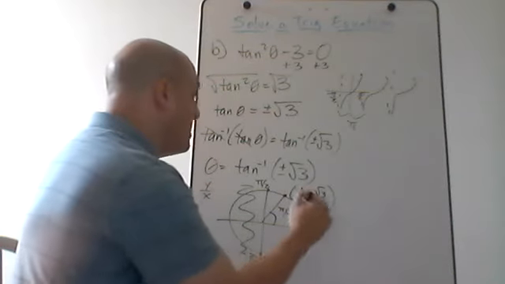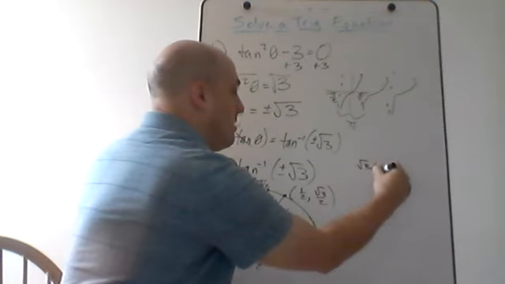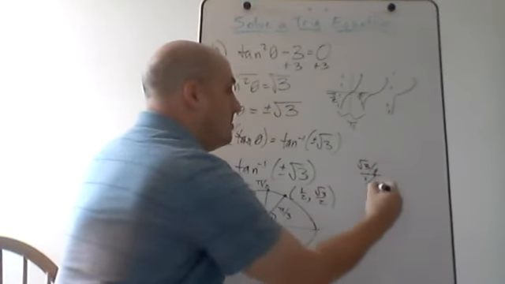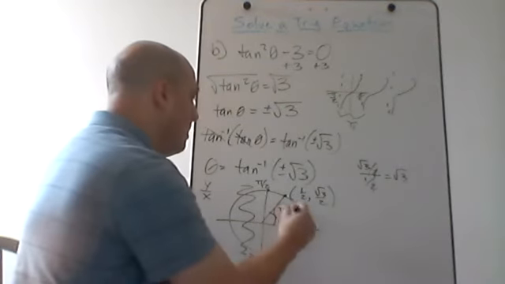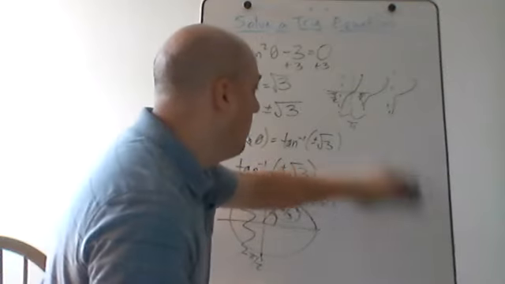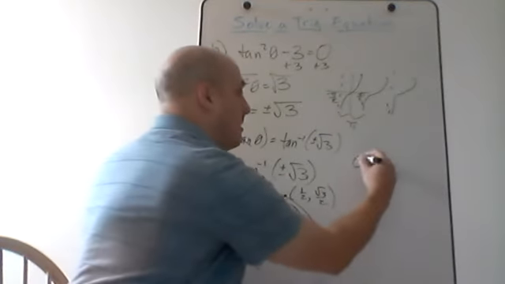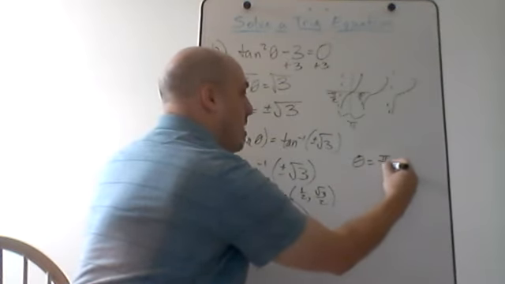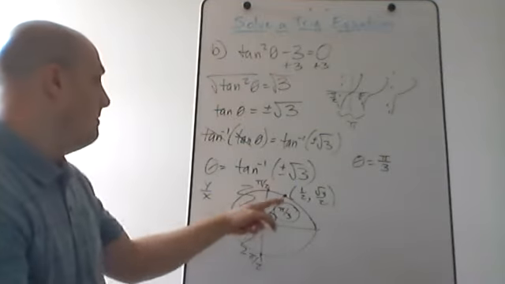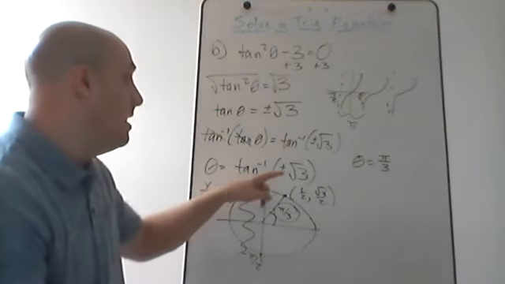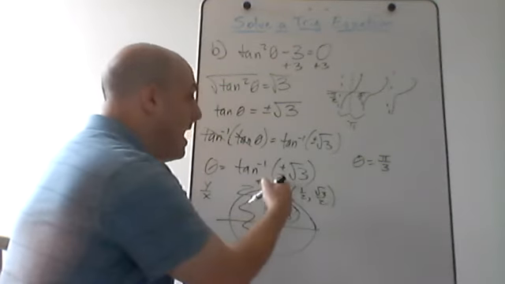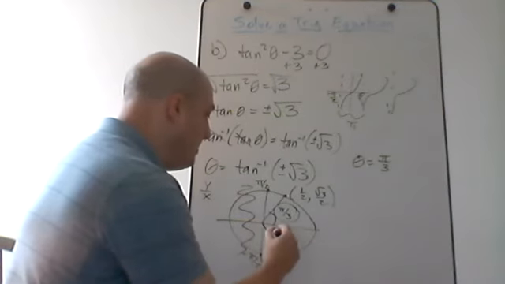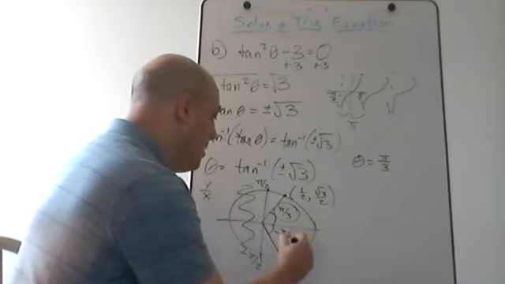If I do the y over the x, root 3 over 2 over 1/2, the 2's cancel out, and that's going to equal positive square root of 3. So pi over 3 is going to be one of my solutions here. So theta equals pi over 3, because if I do the y over the x, which is the definition of tangent, I get positive square root of 3. Which tells me that the other one, to get negative root 3, is probably going to be down here at negative pi over 3.